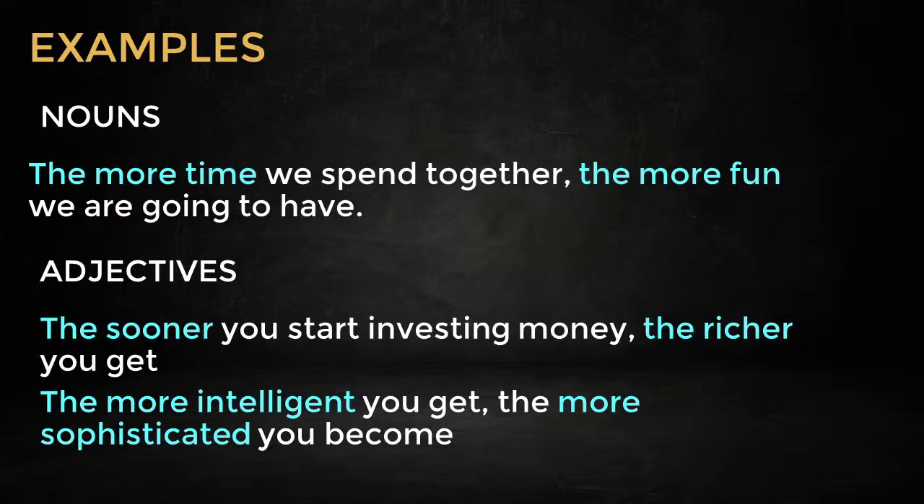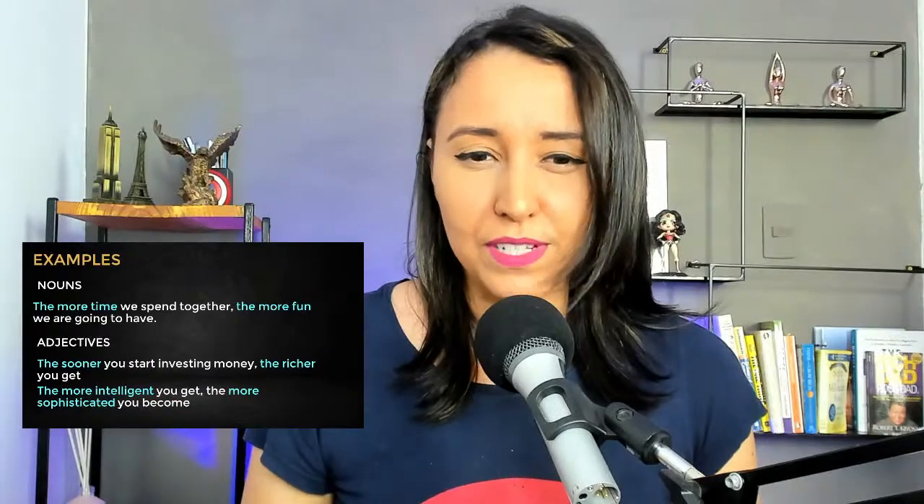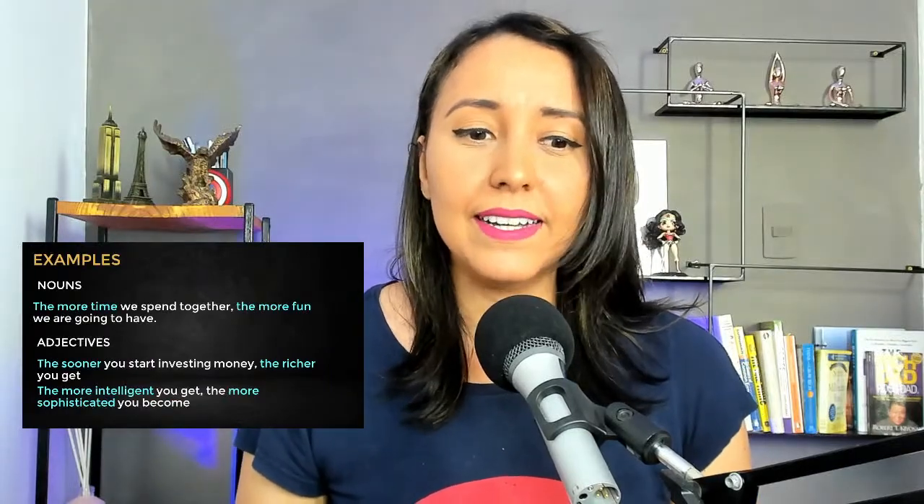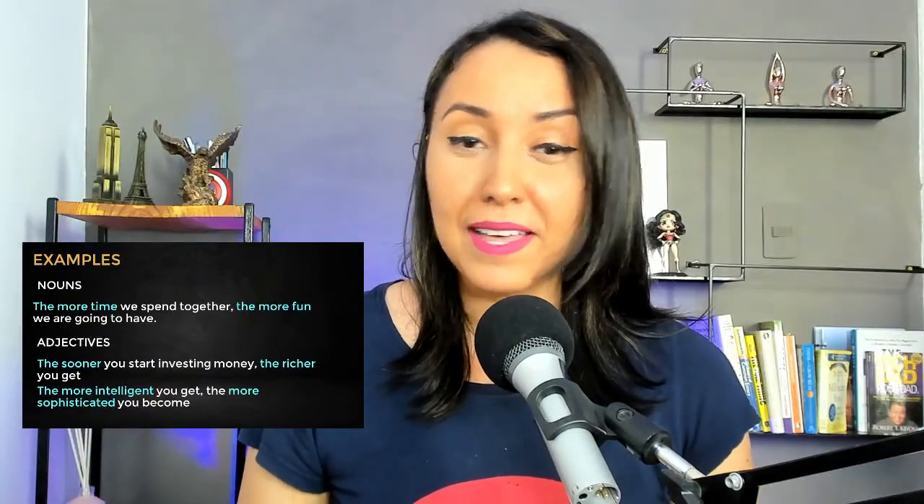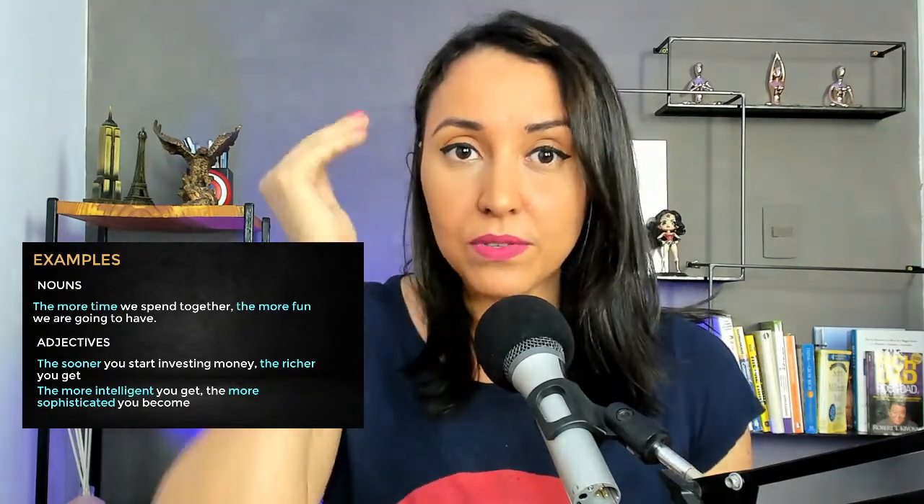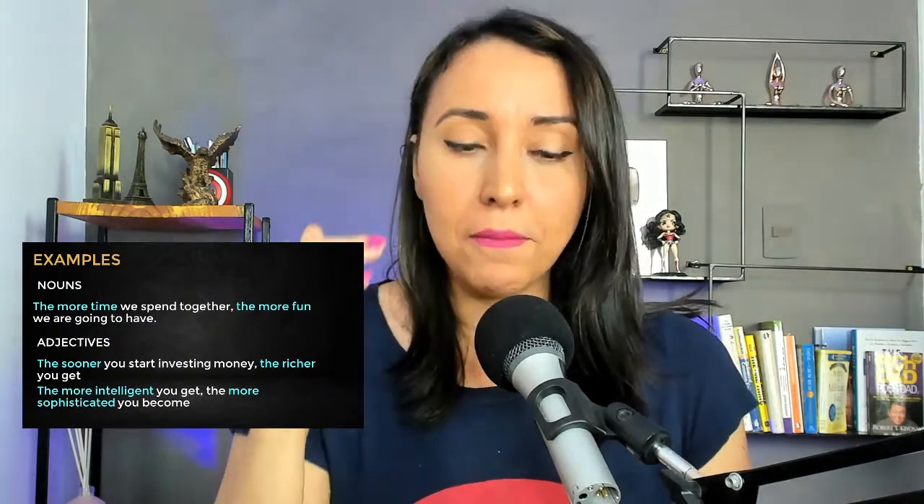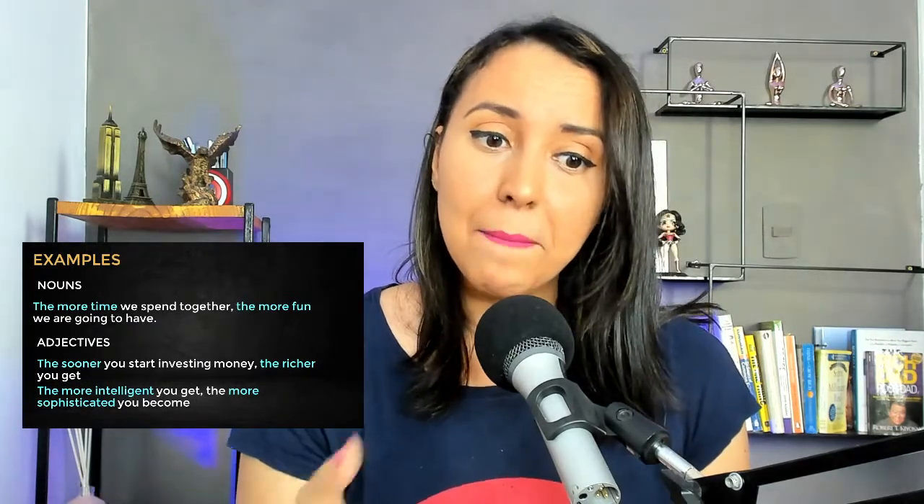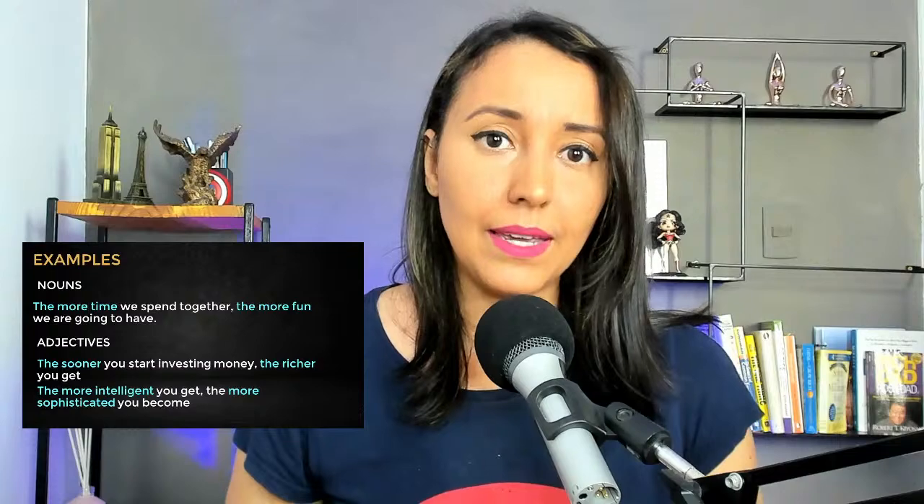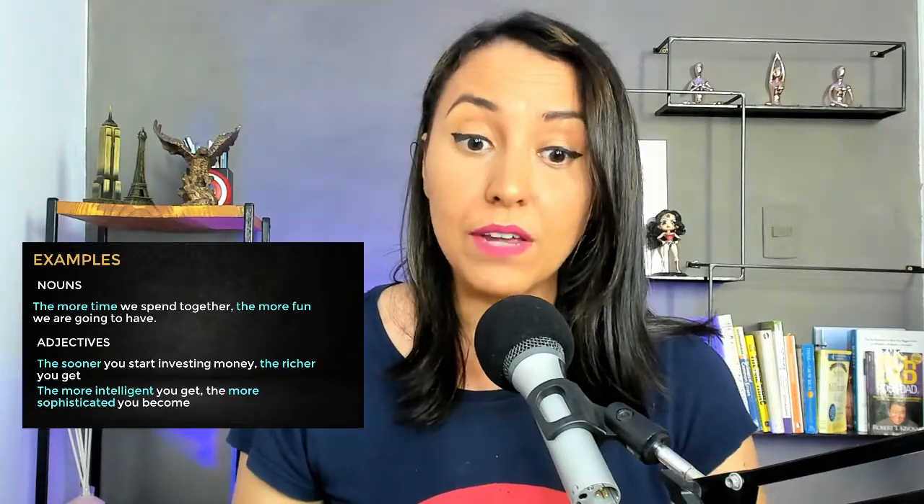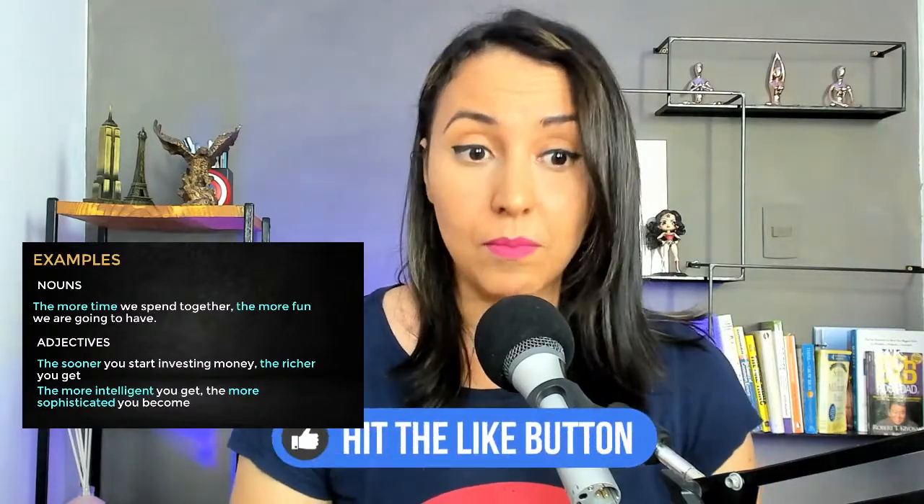Done, fixed. So the sooner you start investing money, the richer you get. The more intelligent you get, the more sophisticated you become. And if you paid attention here, I used "get" in the first part and "become" in the second one. They're synonyms. I could use "the more sophisticated you get," but it's better to say "become," okay? Avoid repetitions whenever possible. That's the name of the game, okay?